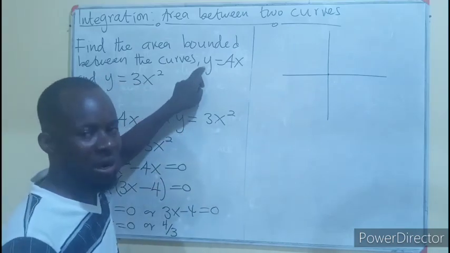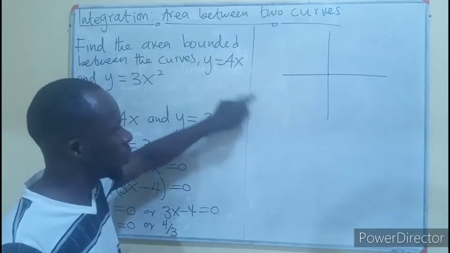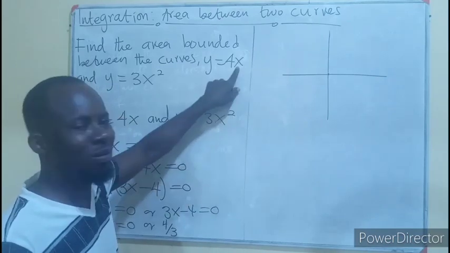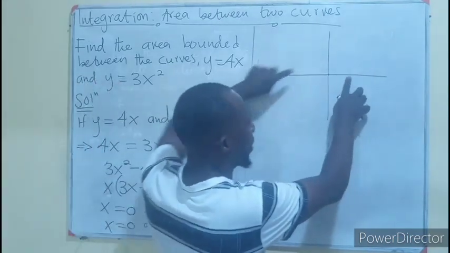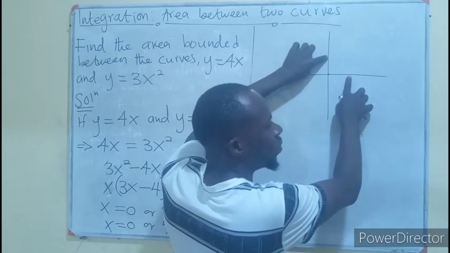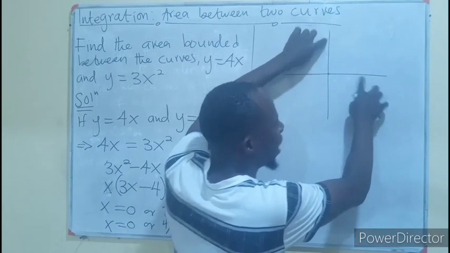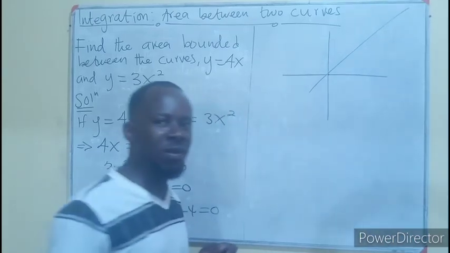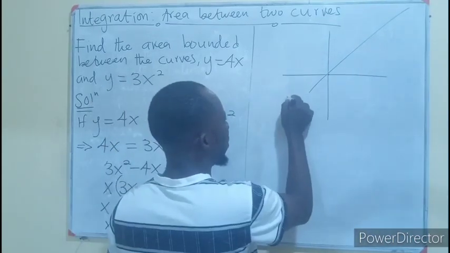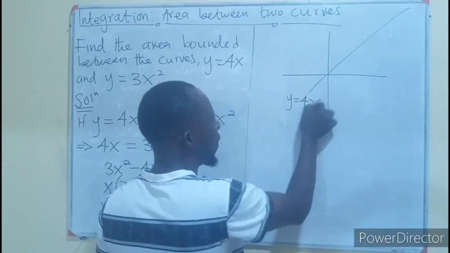If y is also 0, x will also be 0. So still the same point. So x being 1, y will be 4. 1, 4. If x is 2, y will be 8. You can see that it's going to be a straight line through this place. And that will be our y equals to 4x.